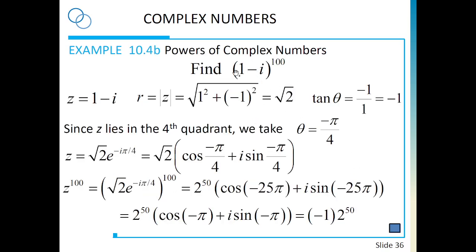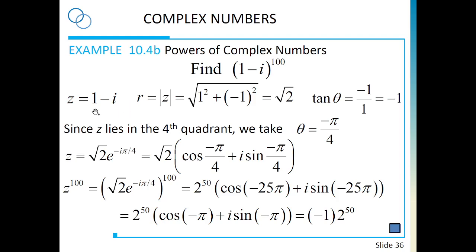So another example, a complex number to some very high power. Again, this is a complex number, 1 minus i. For this number, we are on the positive x-axis and the negative y-axis, so we are in quadrant number 4. So when we pick the angle, we need to be mindful of that.